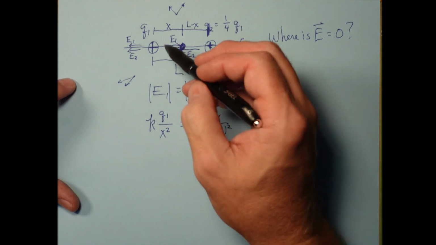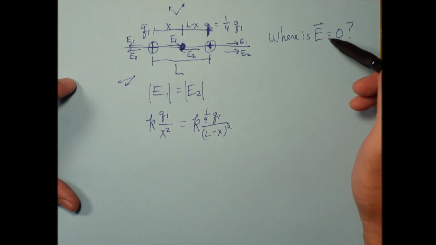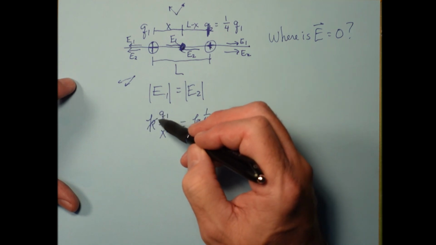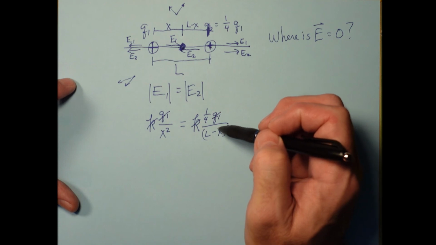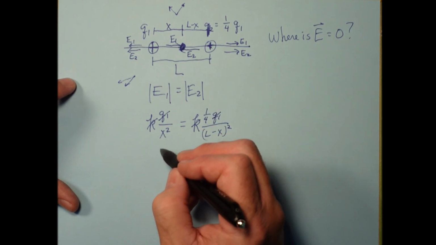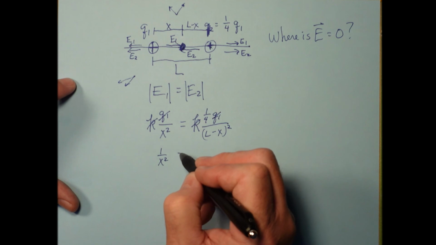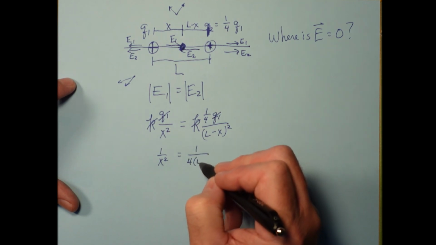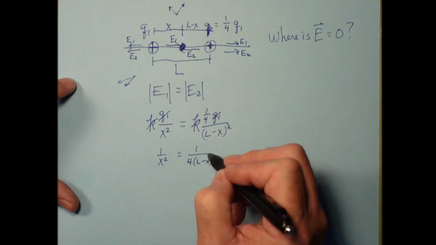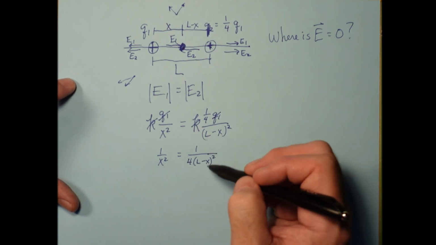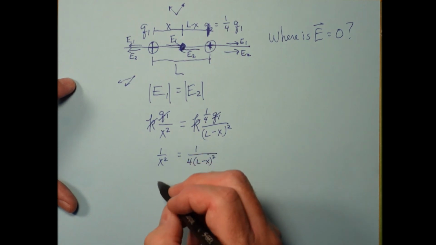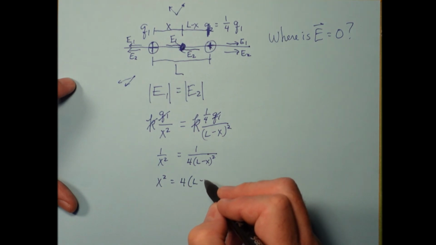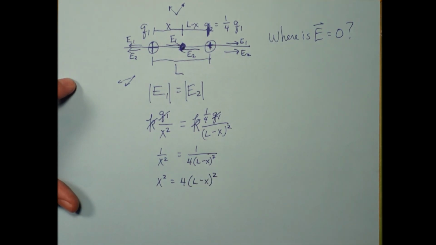Okay, now we're looking at the value of x where E is equal to 0. We're looking for that. So you can see that some things are going to cancel. The k's cancel. The Q1s cancel. And what am I left with here? I'm left with 1 over x squared on the left-hand side, and I'm left with 1 over 4 times (L minus x) quantity squared on the right-hand side. Okay, let's take the reciprocal of both sides then. We've just got x squared equals 4 times (L minus x) squared, like that.